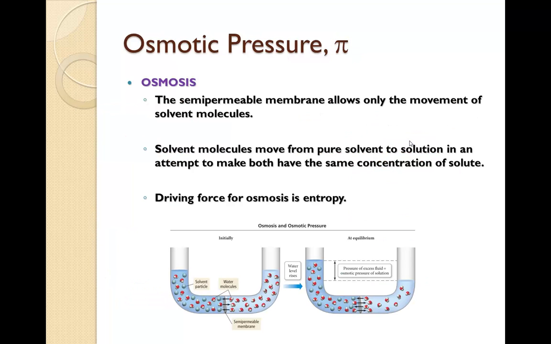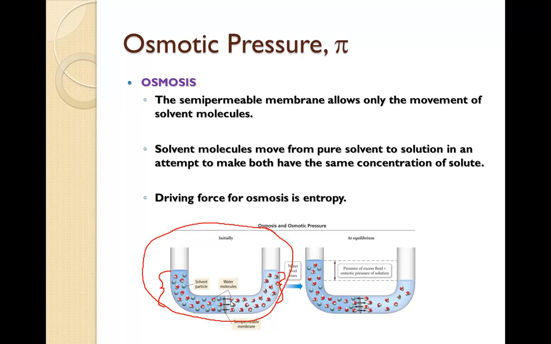Osmosis is when the semipermeable membrane allows only the movement of solvent molecules. Solvent molecules move from the pure solvent to solution in an attempt to make both of the same concentration of the solute. So if we look at this picture down here, we have a more concentrated solution on the left-hand side and no solute particles on the right, meaning that there is no extra things in there.